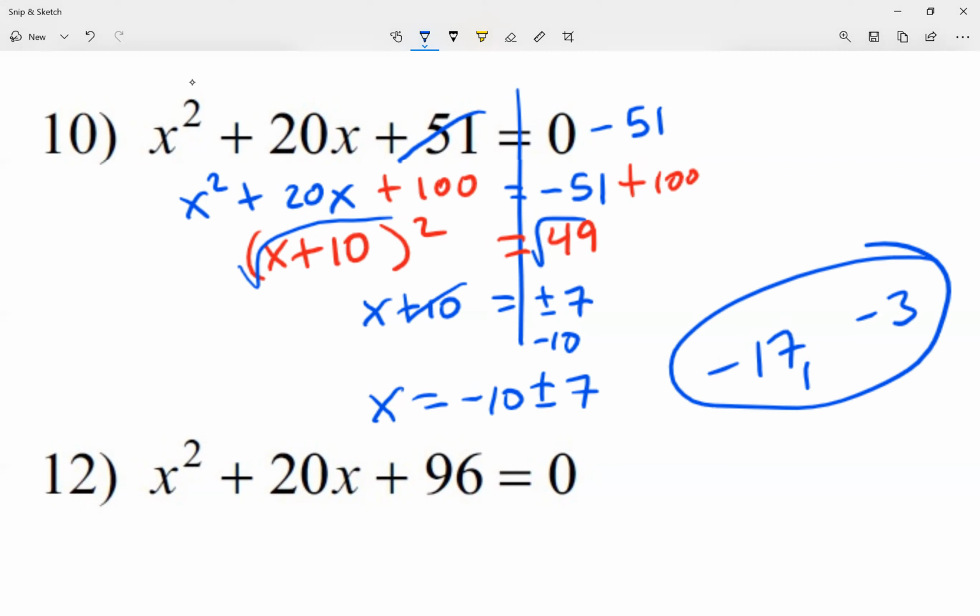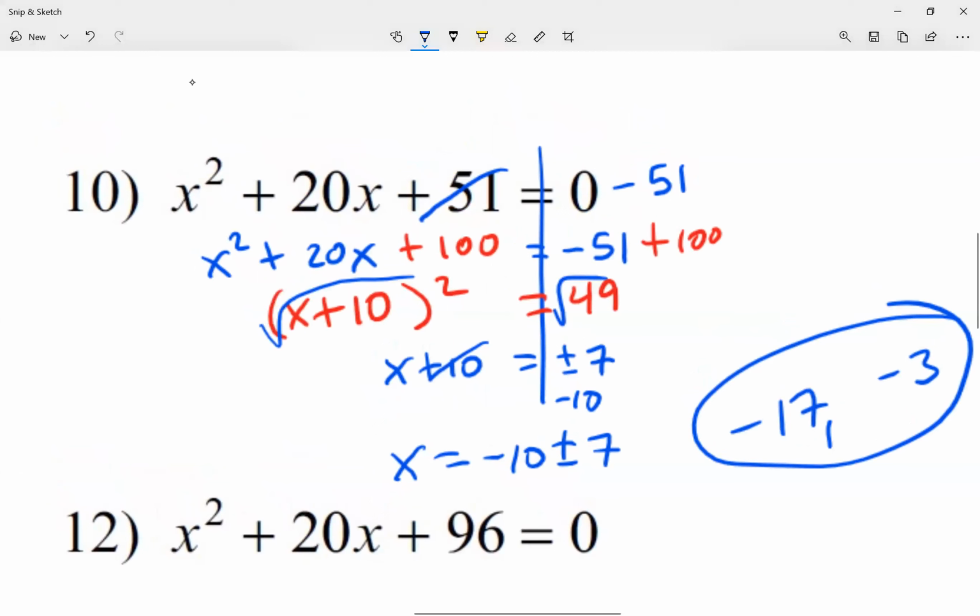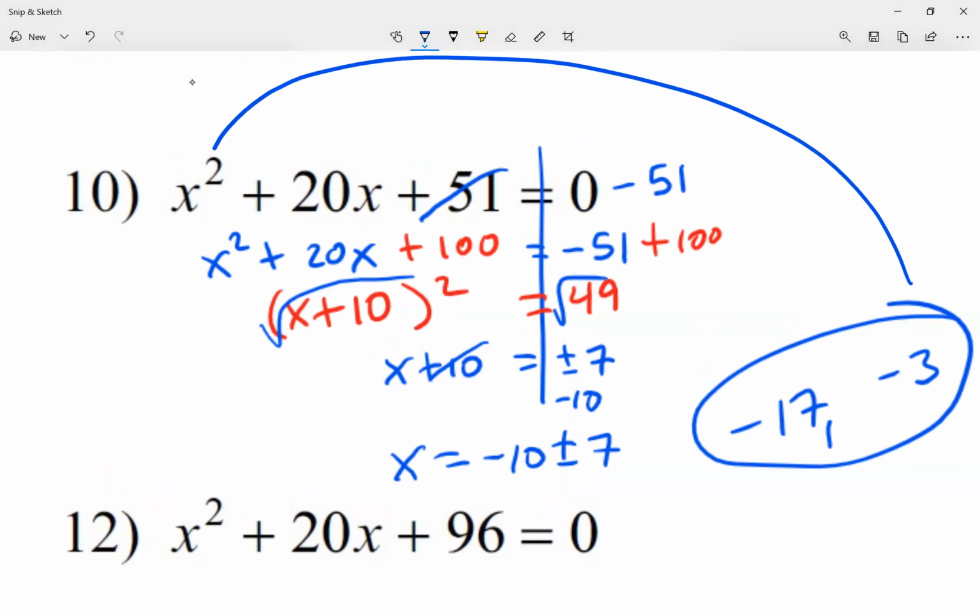right? Some of you might be like, how can I check if this answer is correct? Plug him in. Plug him into the original question. So let's say negative 3, plug it in to every value of x in the original question, and you're going to get a true statement. Like you will get 9 minus 60 plus 51 is equal to 0. Right? You will get a true statement.